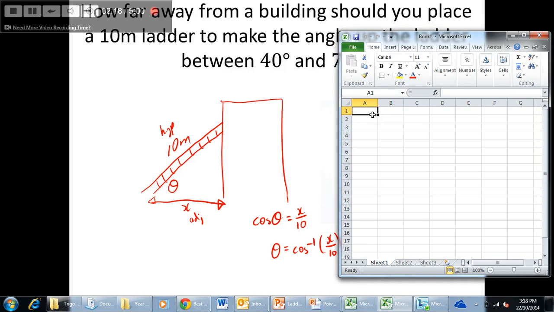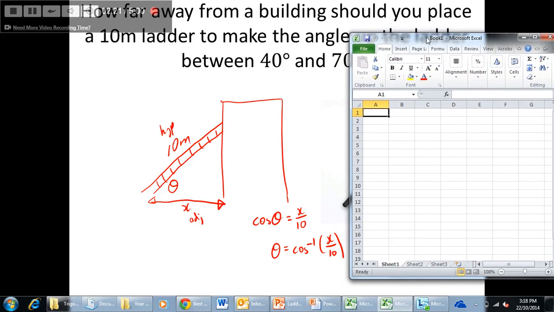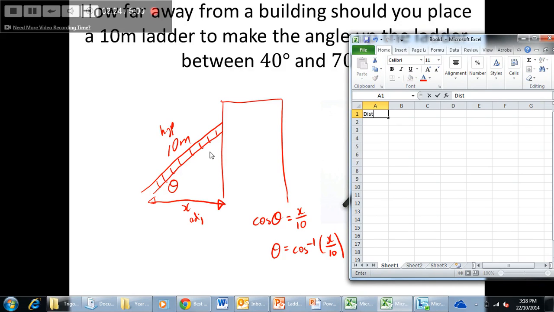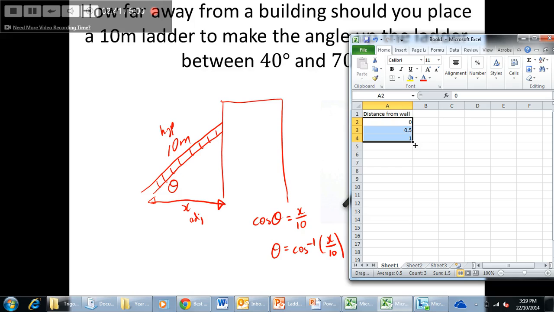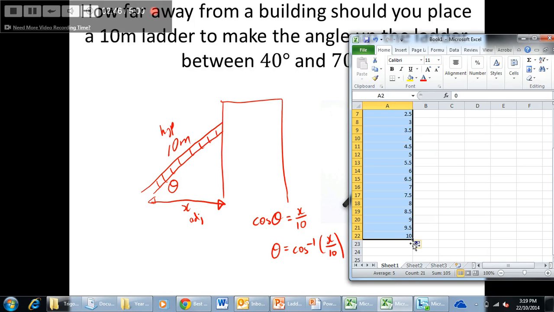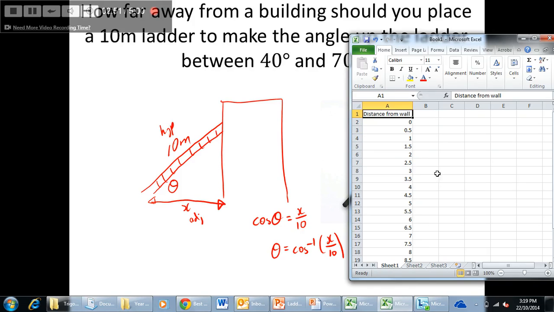Okay, so in the first column, I'll put the thing that I'm basically guessing and checking. So I'm guessing and checking the distance from the wall. Okay, and I'll vary that from 0 to 10 meters, but I'll go up in 50 centimeter increments. I don't need to type them all in. Type in a few, select it, drag it down. I'll only go up to 10 because if I'm 10 meters away, the ladder's already on the floor. Okay, put the variable in here, it's x.